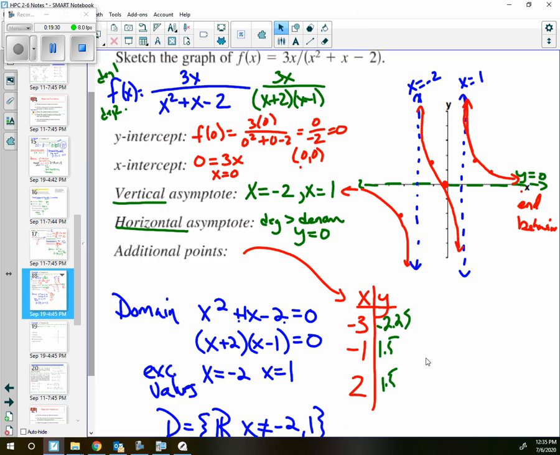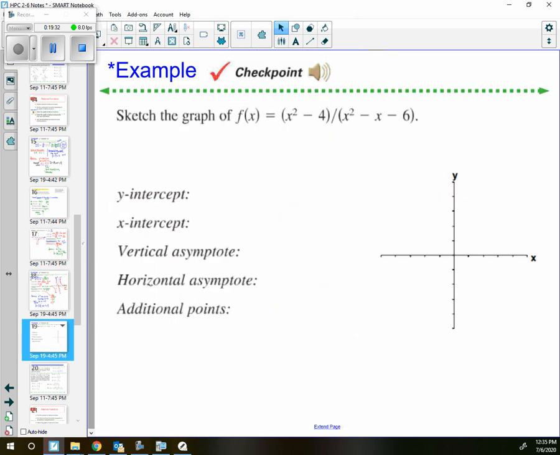All right, we're going to try one more. And again, thinking about what's important on a graph here. So let's try this last one. We have x squared minus 4 over x squared minus x minus 6. So here's our function.